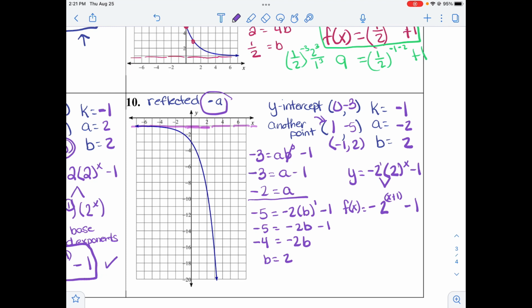Now we can take another point like the -1, -2, plug it in, -1 and a +1 give me 0. And then that is to our 2 power, and it would equal -1. I put the wrong thing here. It's supposed to be a -2. Let's fix it right there. -1, -2. Sorry about that.